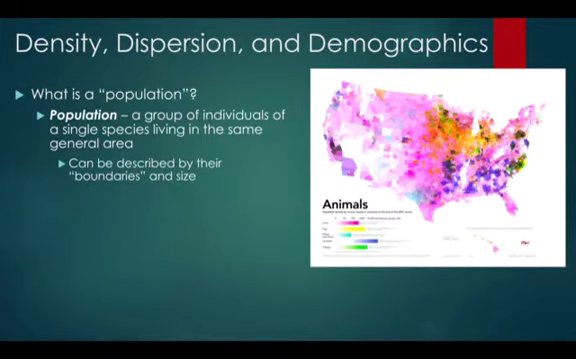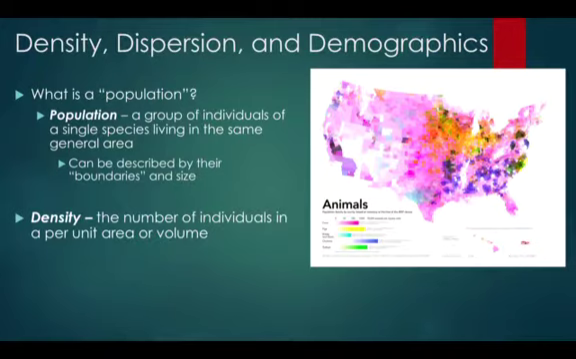So what is a population? A population is a group of individuals of a single species living in the same general area. So it can be described by its boundaries and its size. Here is a map of the United States, and you can see different populations if we wanted to call these populations. Our population of cows is in all of the pink. Our population of pigs is around here, in the yellow. Lots of sheep and goats there in Texas. This is our sheep and goat population. But you can get the idea. These are groups of individuals of one species living in the same general area.